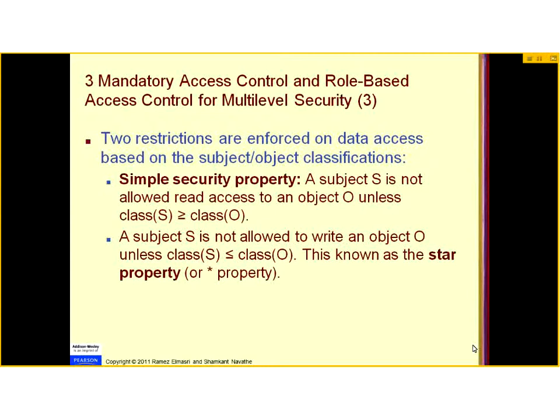Two restrictions are enforced on data access based on the subject-object classification. First, the simple security property: a subject S is not allowed read access to an object O unless class of S is greater than or equal to class of O. So we are making classes for both of them and we are allocating privileges to them by using the simple security property. Another is the star property: a subject S is not allowed to write an object O unless class of S is less than or equal to class of O.